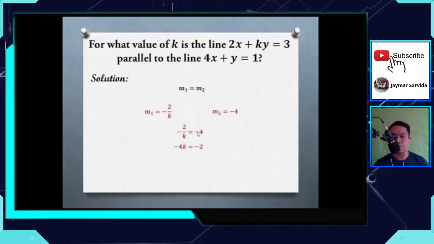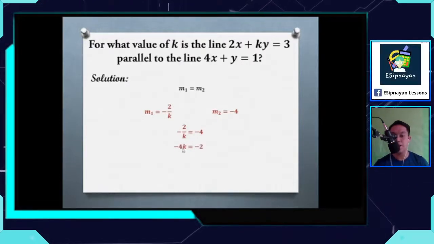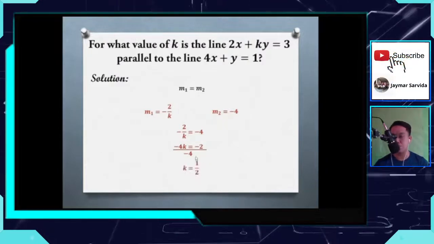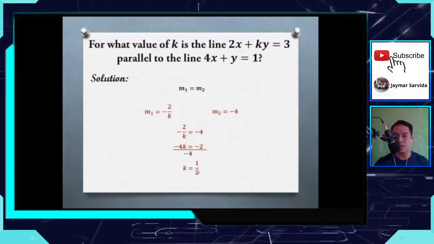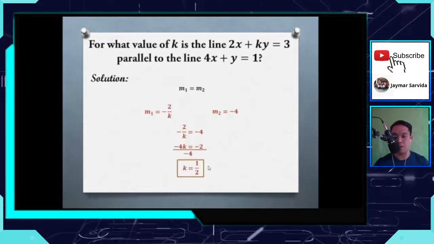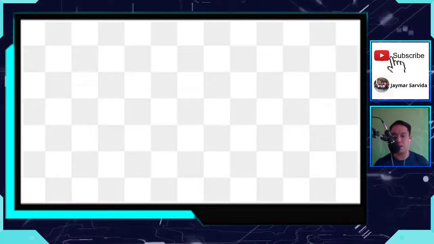Then cross multiply, we have negative 4k equals negative 2. Divide both sides by negative 4. So k is equal to 1 half. So the value of k is 1 half. I hope na-gets ninyo yung ating pangalawang example.